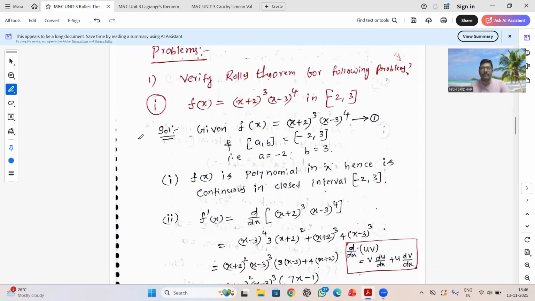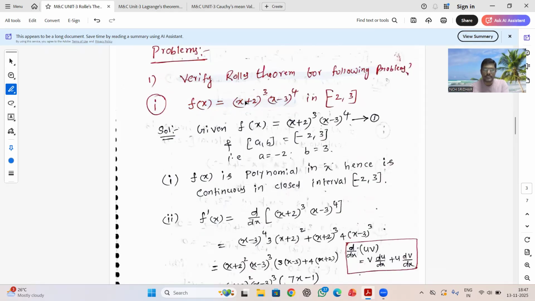So this is the problem. Verify Rolle's theorem for the following problems. What is the function here? It is the first problem. f of x is equal to (x plus 2) whole cube into (x minus 3) whole to the power of 4. If we multiply (x plus 2) whole cube into (x minus 3) whole to the power of 4, surely we will get a polynomial.